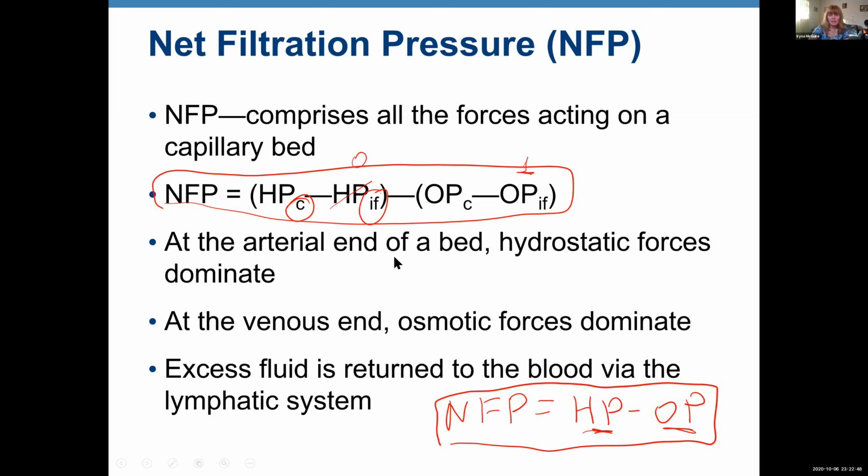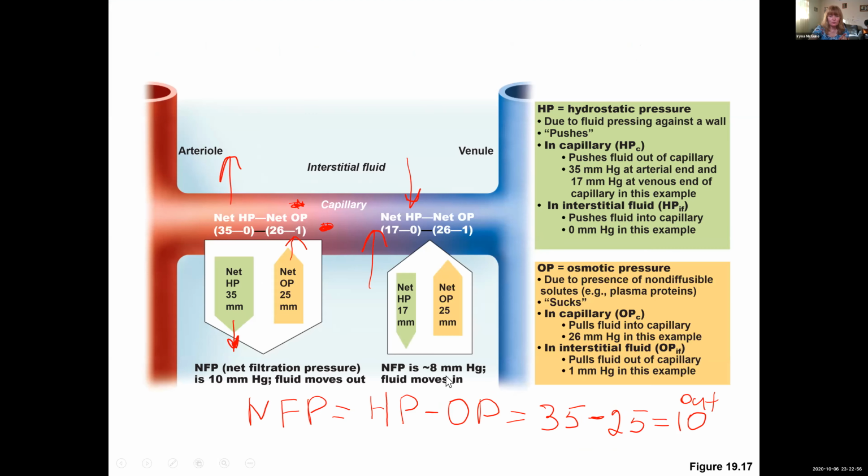At the arterial end of a bed, hydrostatic forces dominate. At the venous end, osmotic forces dominate. And excess fluid, because we have these differences over here, 10 and 8, is picked up by lymphatic vessels.